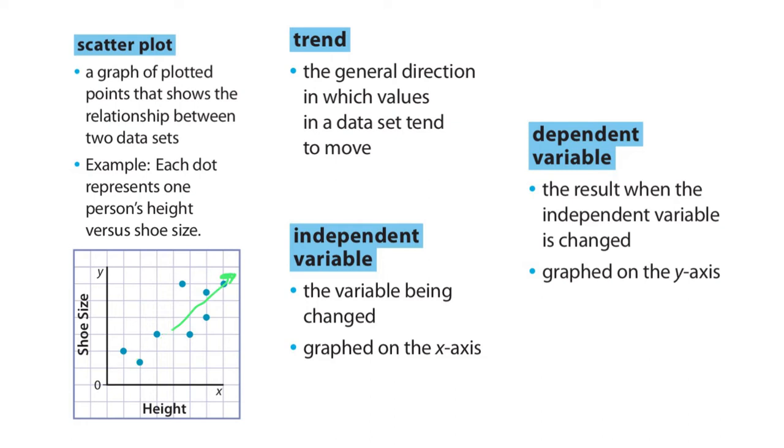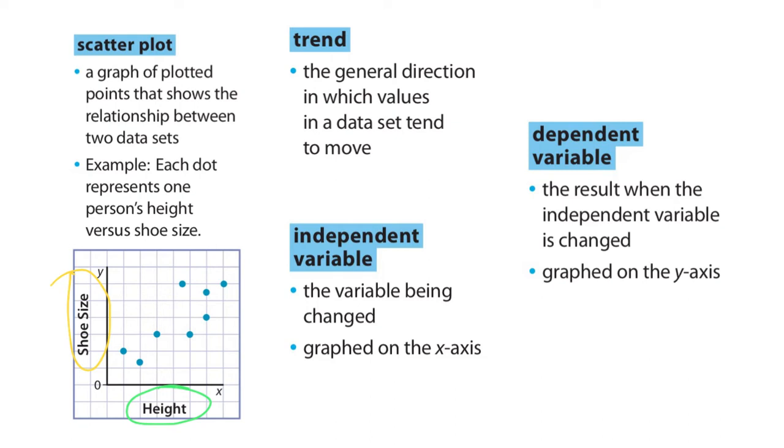The independent variable is the variable that's being changed, and it's graphed on the x-axis. In this case, the independent variable would be the height. What we're doing is finding people with a number of different heights, so we are changing the height for each person we look at. The dependent variable is the result when the independent variable is changed. Each time we find a new height, we also find a new shoe size. So the dependent variable would be the shoe size in this case.